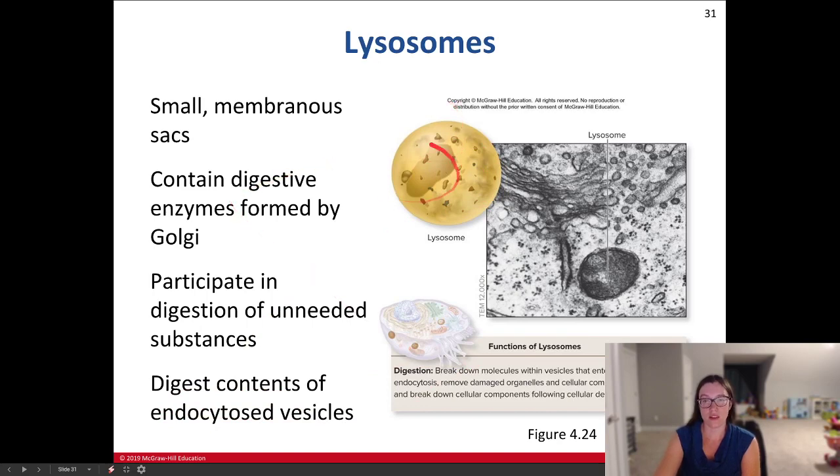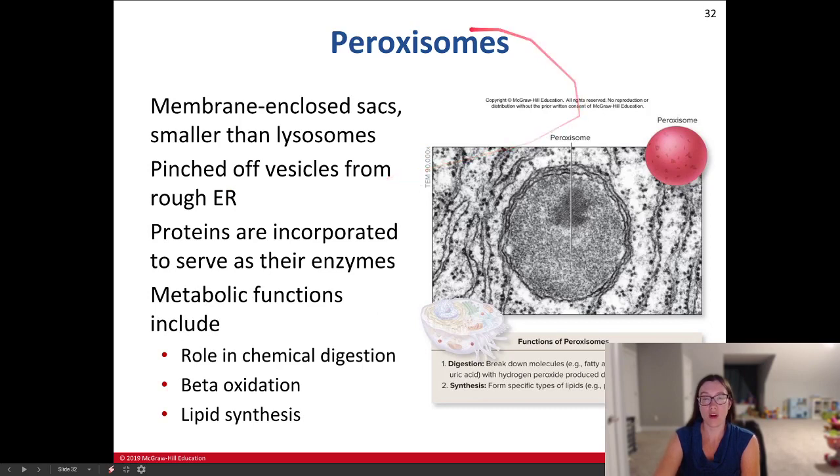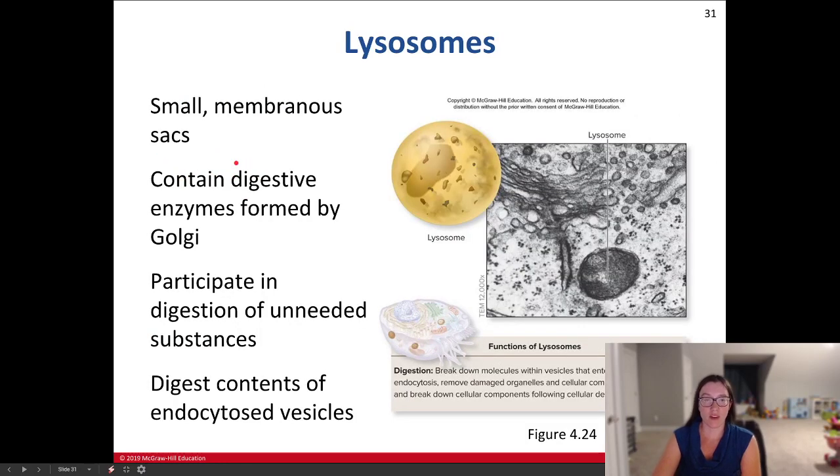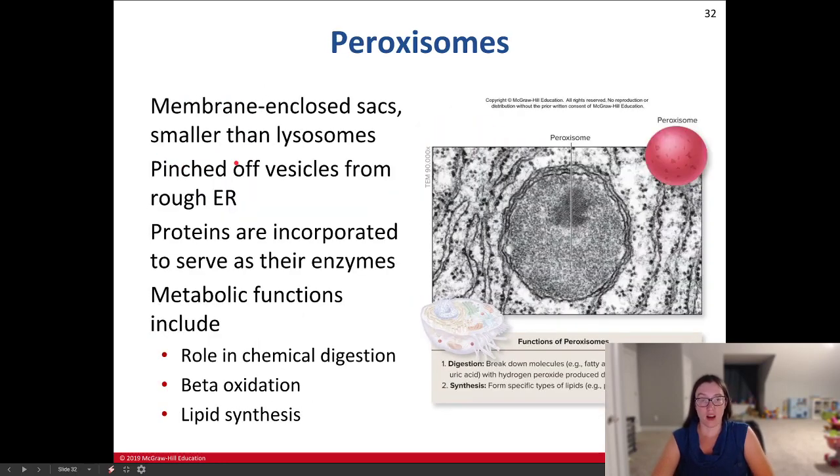So the lysosome is kind of like the stomach of the cell. It digests things. Peroxisomes are similar to lysosomes. They're a little bit smaller. Instead of coming from the Golgi apparatus, they come from the rough ER. So these peroxisomes come from the rough ER, and they are going to have a couple of different functions.